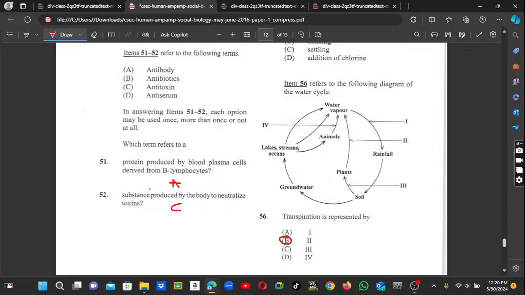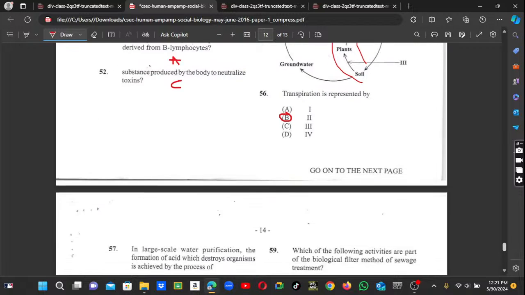Alright? Good. Item 56, guys, showing a diagram of the water cycle. So we're talking about transpiration. This one is a very simple one, because we've seen that we have the soil, we have the plant, we have rainfall. So it has to be from the plant. Anything from the plant going to the water vapor, between this area here, would be transpiration. Look, it's going right up here, plant, soil going up to water vapor. So this would be 2. Alright, very simple one.